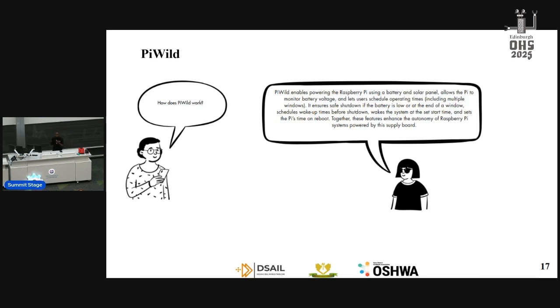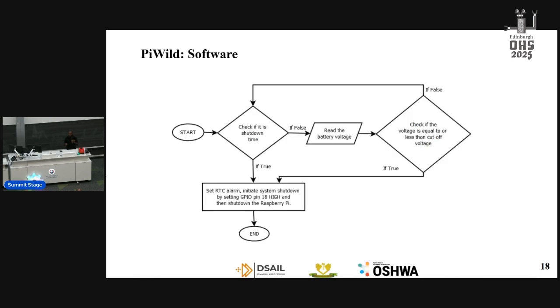It also enables safe shutdown of the Raspberry Pi in case the battery gets drained. The PyWeld enables the Raspberry Pi to monitor the battery. Once the system detects the cut-off voltage, it schedules to wake up later after the battery has been recharged, and then shuts down safely. It also wakes up the system when it's time for the scheduled window. So with these features, we can power your Raspberry Pi autonomously in the field.